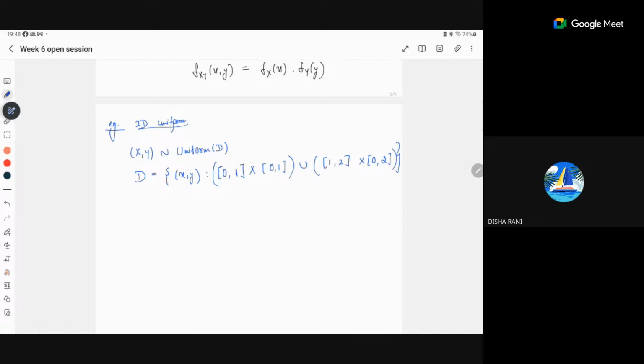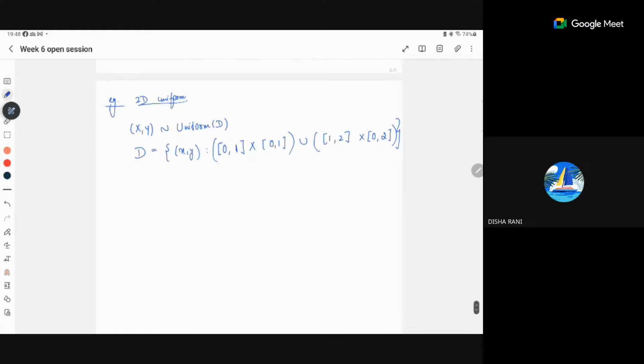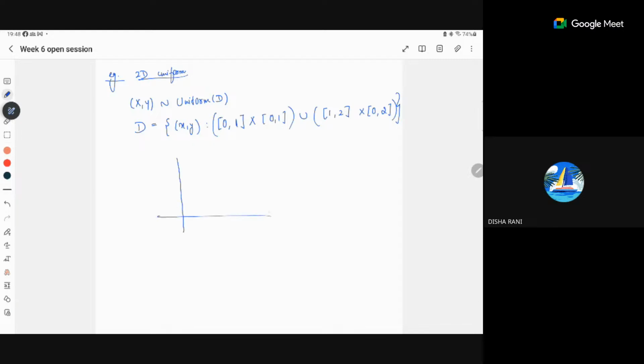Okay, so how does this look? This is my y, this is my x. x is between 0 to 1 and y is also between 0 to 1. The next region has x from 1 to 2 and y from 0 to 2. So this is my D. Both of these shaded regions together are my D.